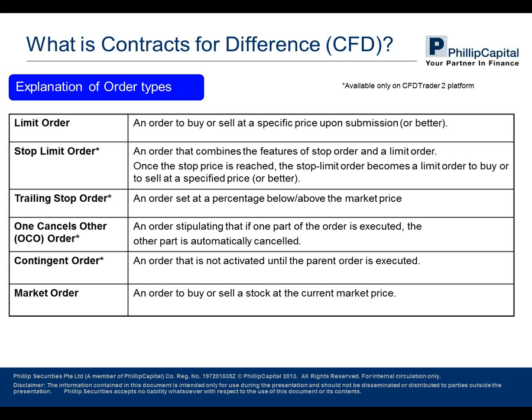OCO means if one part of the order is executed, another part is automatically cancelled. So some people like to use this as a profit-taking and stop-loss feature. Contingent order means that it's not activated until a parent order is done. Market order is of course an order to buy or sell at the current market price. So as I said, only these are available on the CFD Trader 2 platform.